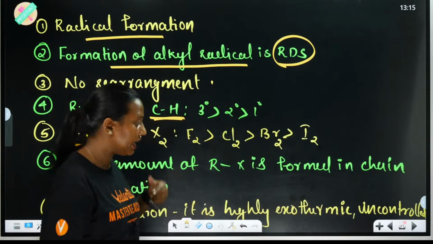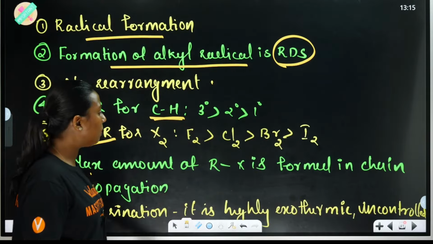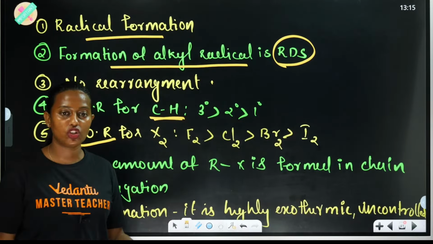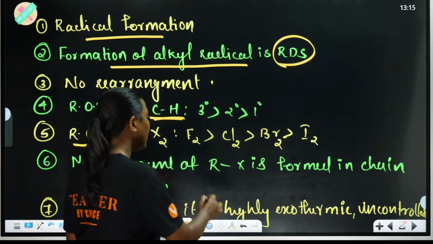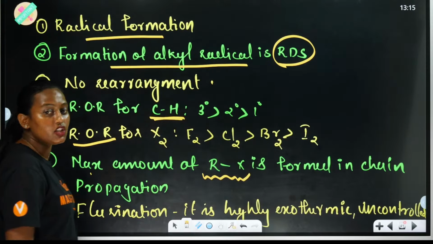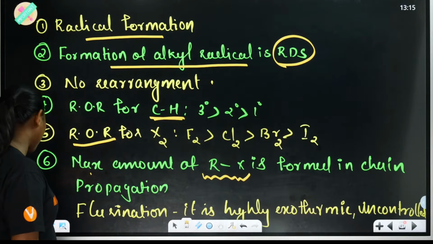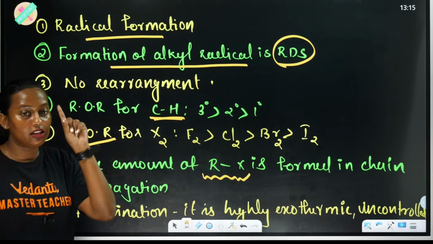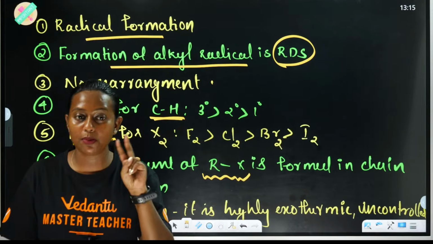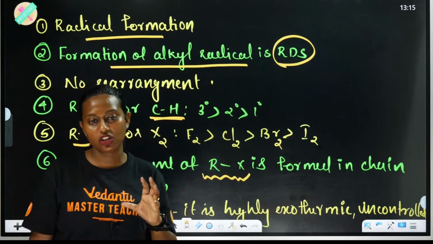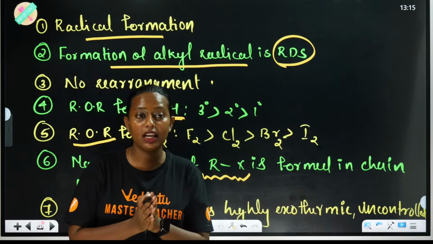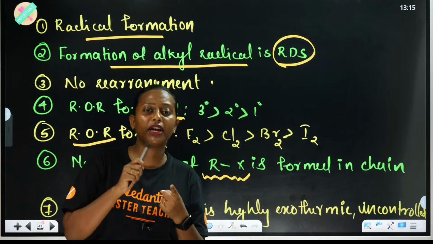Next, the maximum amount of RX is formed in the chain propagation reaction. First is chain initiation, second is chain propagation, and third is termination. So the maximum number of alkyl halides is formed in the chain propagation step.